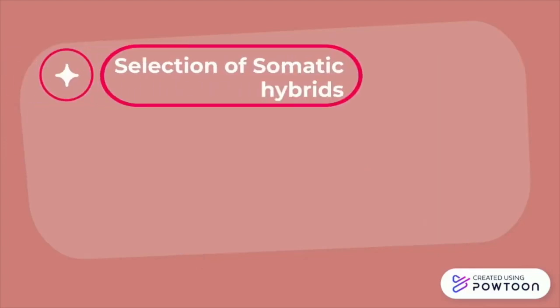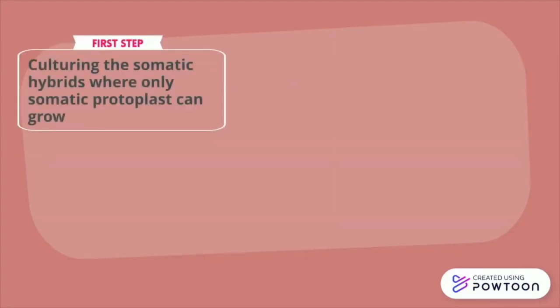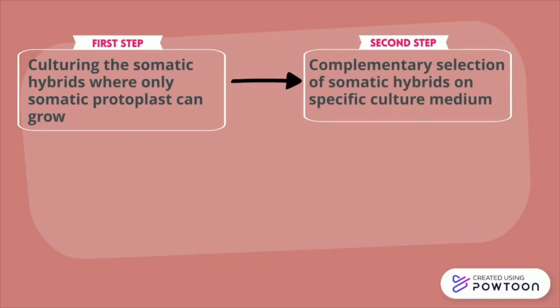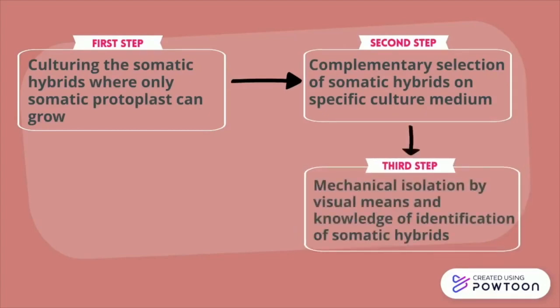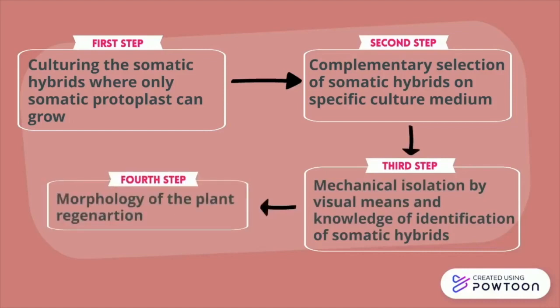Selection of somatic hybrids. First step, culturing the somatic hybrids where only somatic protoplasts can grow. Second step, complementary selection on specific culture medium. Third step, mechanical isolation. Fourth step, morphology of the plant.